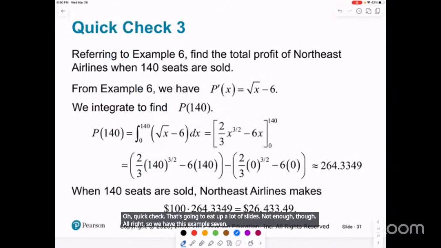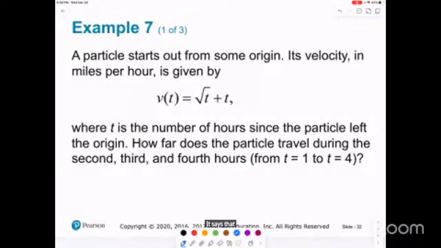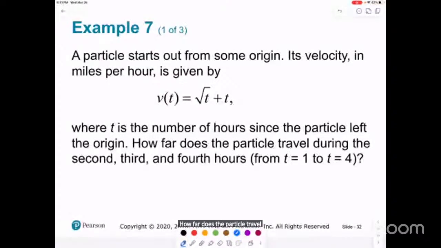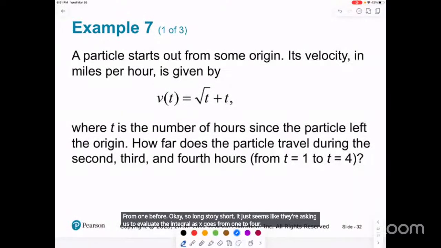It says that a particle starts out from some origin. Its velocity in miles per hour is given here, where t is the number of hours since the particle left the origin. How far does the particle travel during the second, third, and fourth hours? From 1 to 4. Okay. So long story short, it just seems like they're asking us to evaluate the integral as x goes from 1 to 4, and then interpret the results.